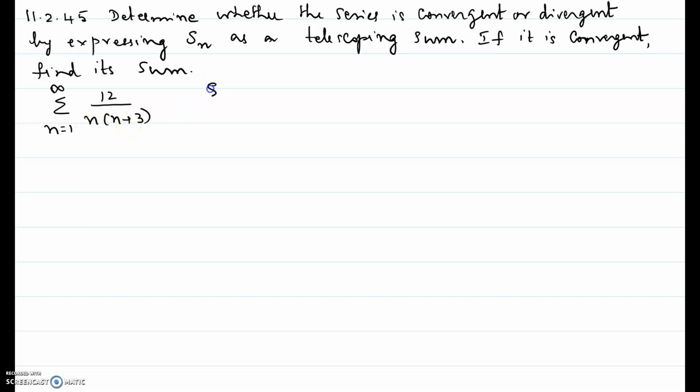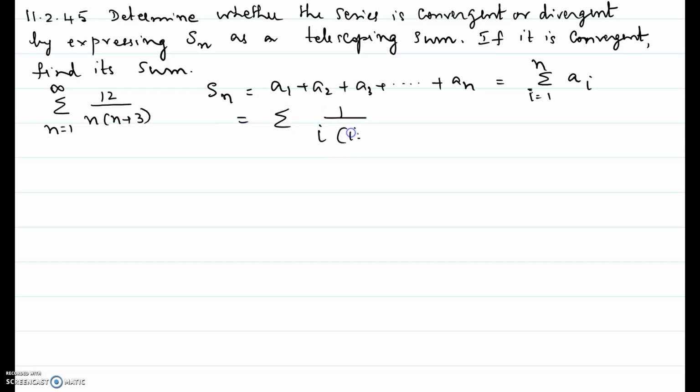So the partial sum Sn is the sum to n terms of the series, a1 plus a2 plus a3 and so on up to an. This can be written in short as sigma ai, i varying from 1 through n. So you take only the first n terms of the series and add. If I replace n with i here, it's going to be sigma 12 over i times i plus 3, and i varying from 1 through n.